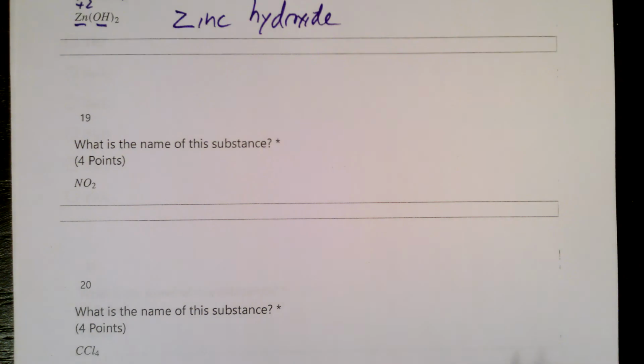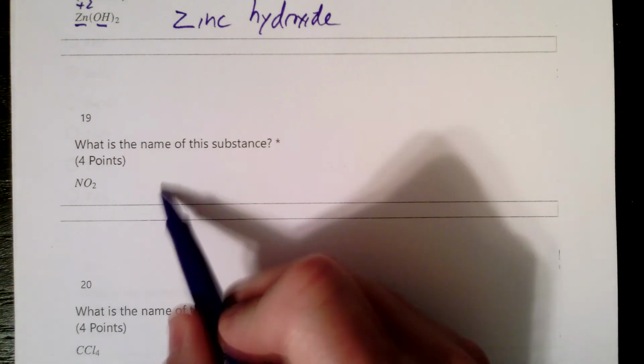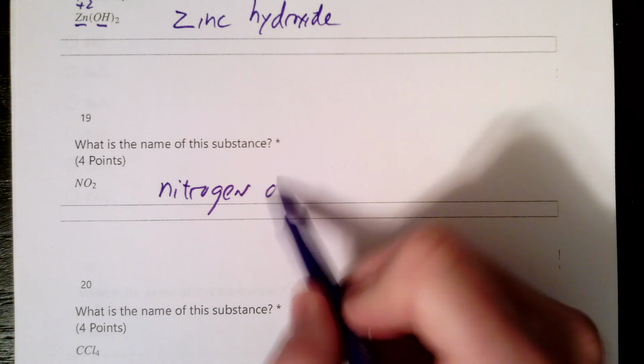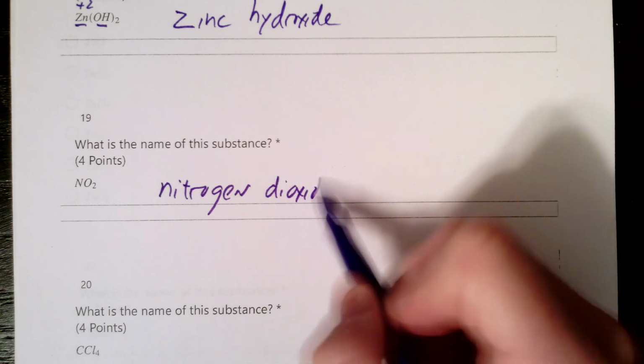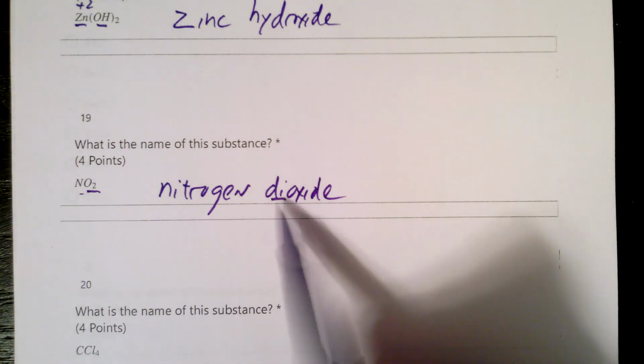What's the name of this substance? So this is a compound that must be 2 elements sharing electrons, because they're both nonmetals. Most of you got this one. It's 1 nitrogen, 2 oxygens, dioxide.